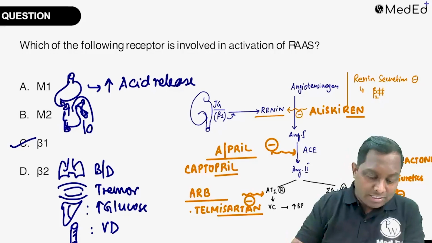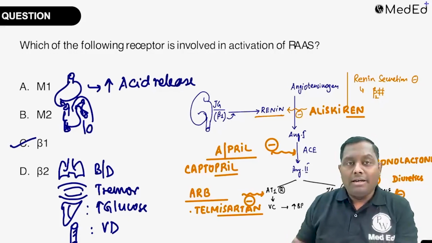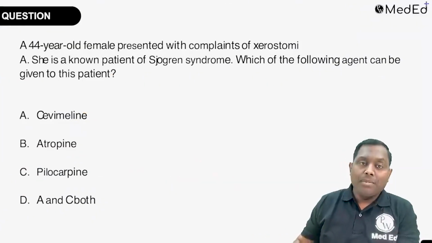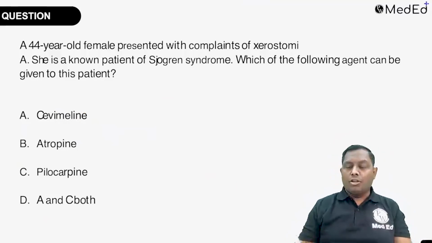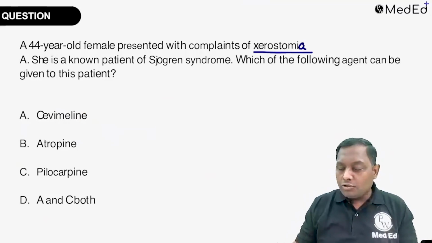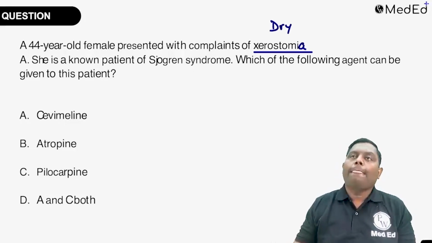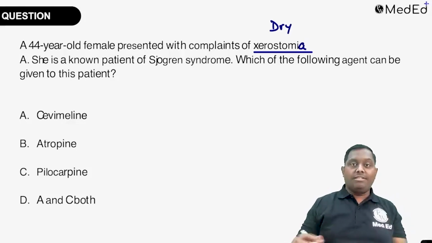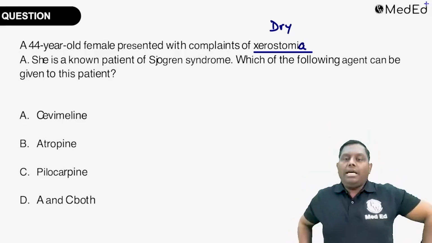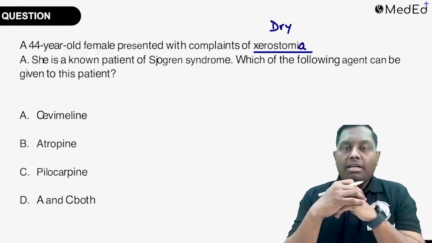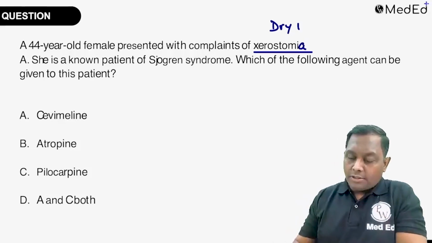this question. I hope all of you have got the correct answer and the explanation of the other options as well. Next question is about a 44-year-old female presented with the complaints of xerostomia. What is xerostomia? There is something called xerophthalmia. Wherever we use the word xero, it is for dryness. So xerophthalmia is for dry eyes, but xerostomia is for dryness of mouth.